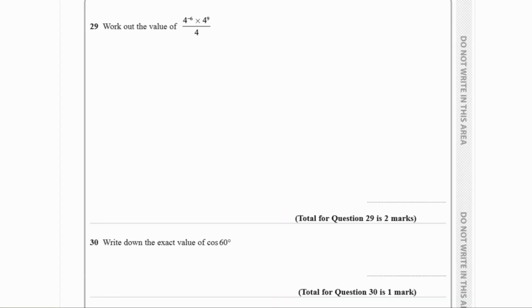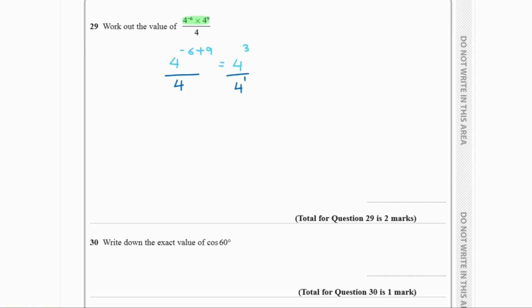Number 29. Work out the value of 4 to the power minus 6 times 4 to the power 9 over 4. When we are multiplying indices, we have to add the powers. So for the numbers in the numerator, we will be adding the powers, which are minus 6 plus 9, and minus 6 plus 9 gives us 3. So for this numerator, we have 4 to the power 3, and in the denominator, we have just 4, and the 4 has a power 1.